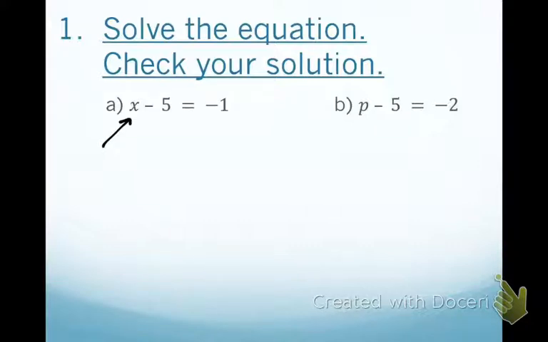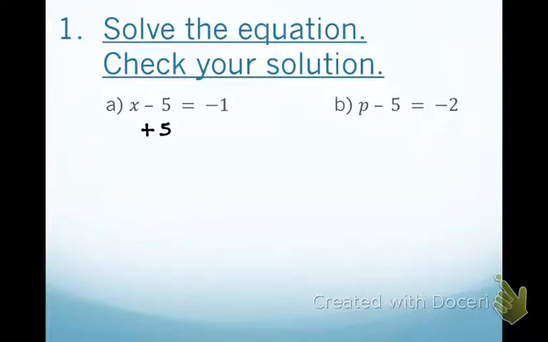Now it tells me to move the number that's not allowing the variable to be alone on the left side of our equal sign. Guys, what's not allowing X to be by itself? Minus 5, okay? Now it says we have to use an inverse operation. Remind me again, what does inverse mean? Opposite. So what is the opposite of minus 5? Plus 5. So we're trying to get rid of that minus 5 so that this X can be all by itself.